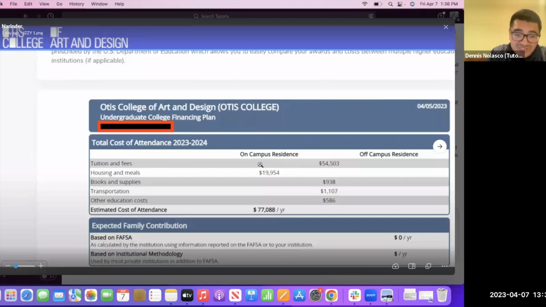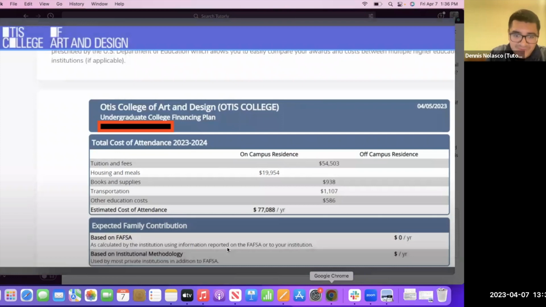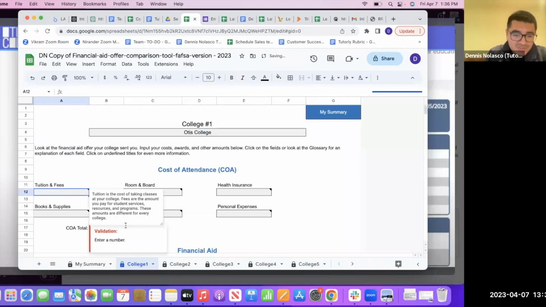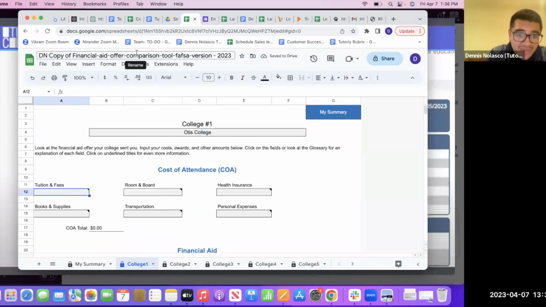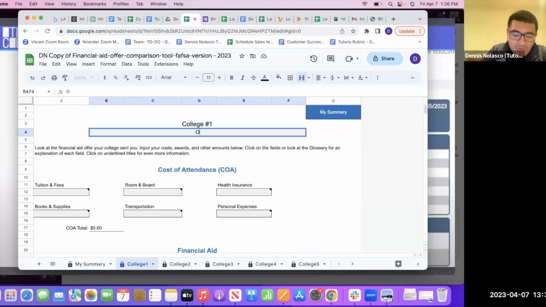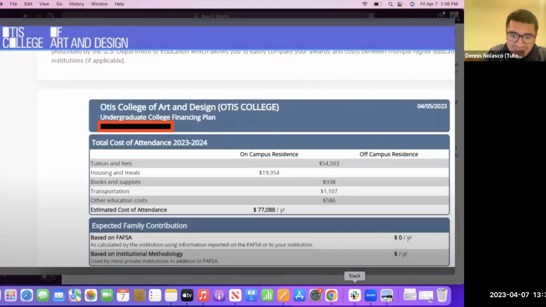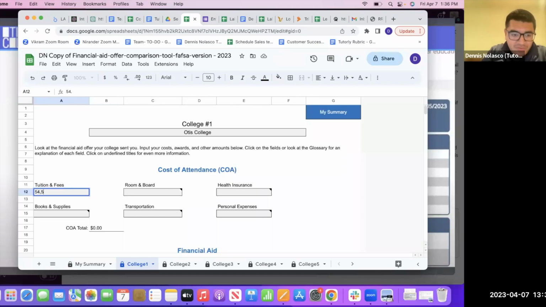The first one, tuition and fees, is $54,503. I'm going to put that here. I opened up my copy of the financial aid comparison tool, went to tab number 1, which is college one, and put in the name Otis College. And again, the price, let me double check, $54,503. So that's the price of tuition.